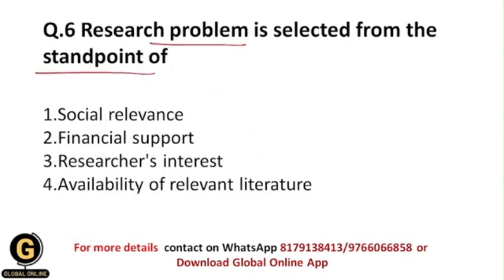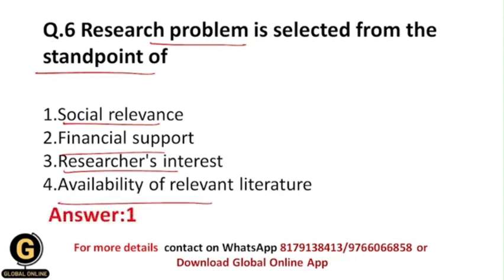Okay. Research problem is selected from the standpoint of. So from whose standpoint should we select the research problem? So first is social relevance. Social relevance means whatever problems there are within the society, so through the standpoint of those problems in the society, we should select the research problem, or through the financial support, or through the researcher's interest, or availability of relevant literature. So students, the correct answer to this question should be 1, because we do the research, okay, because we need to solve the problems which are there in the society.